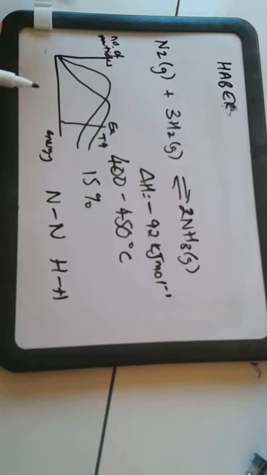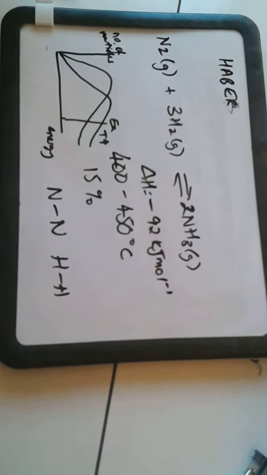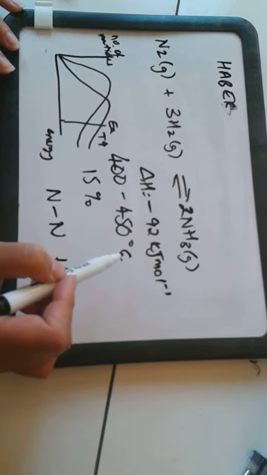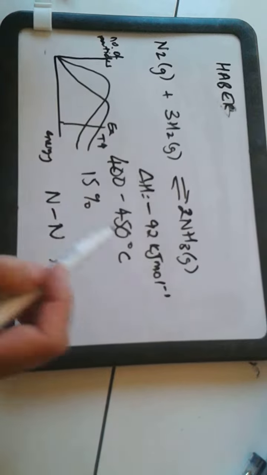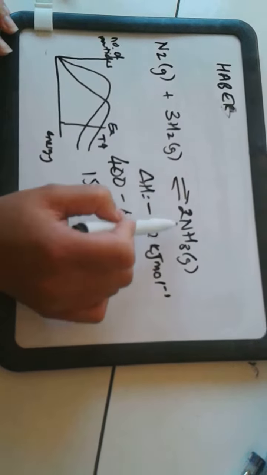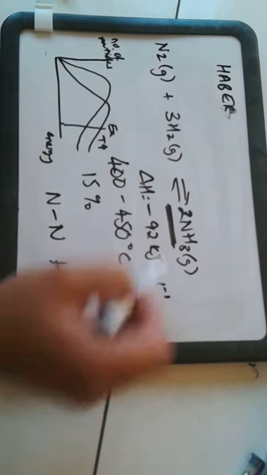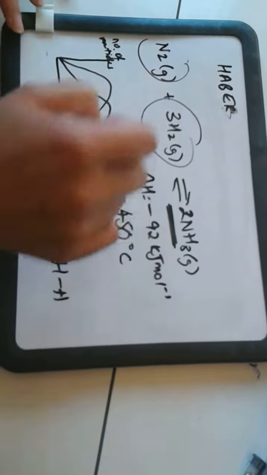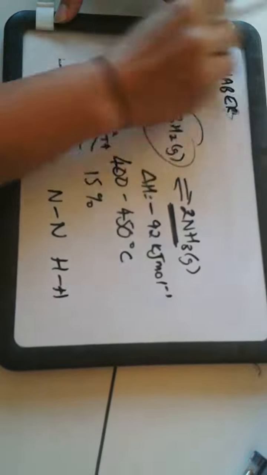So the Haber process does happen very quickly, even though the yield is low. But it's not a problem because the mixture is cooled once it reaches dynamic equilibrium, and the ammonia has a higher boiling point, so it condenses first and gets removed. You're left with nitrogen and hydrogen, which are then recycled back and reused in the reaction.